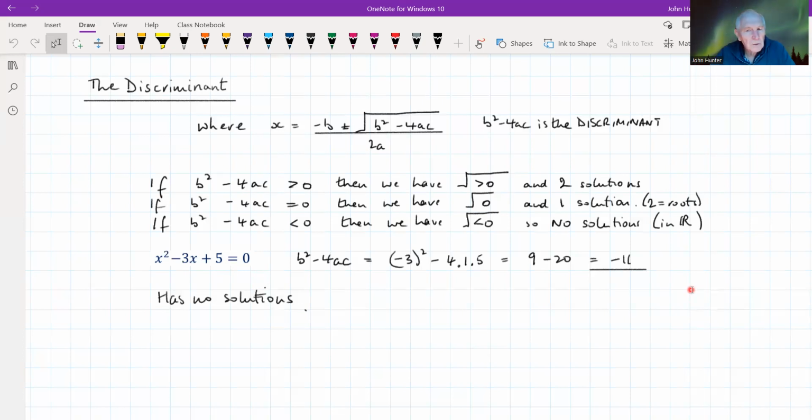Discriminant might be useful as well. It gives us a bit of an indication as to whether or not it could be factorized. But normally we use it really to see whether there are zero, one, or two solutions. So that is the discriminant, and it comes into quite a few different types of problems, particularly A-level, actually.